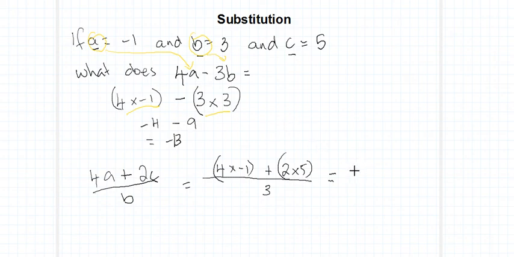So 4 times -1 is -4, plus 2 times 5 is 10, all divided by 3. -4 plus 10 equals 6 over 3, and that all equals 2. So that's basically how you do substitution. You take the number, you put it in. Now where it says 2C or 4A, remember when there's not something in between the letter and the number, it's multiplied. Just remember that, and that's a common mistake that people sometimes make.